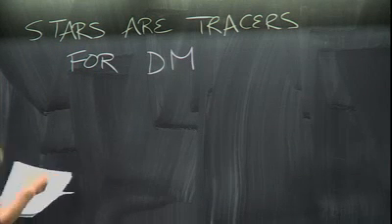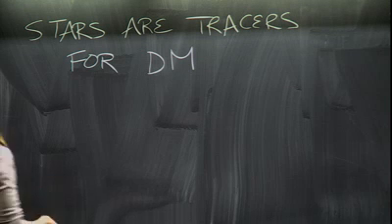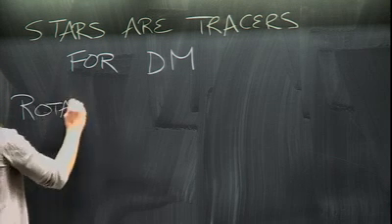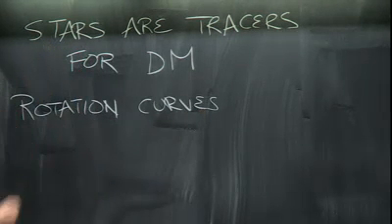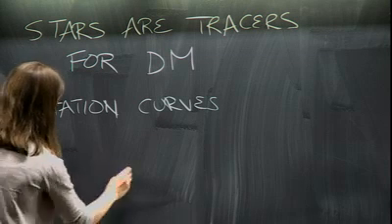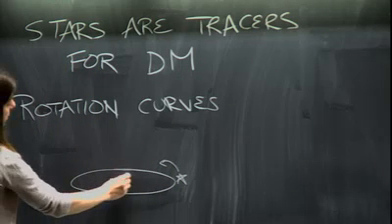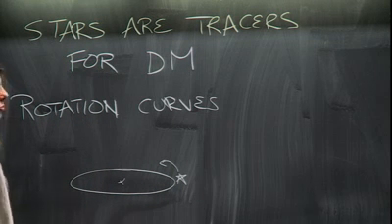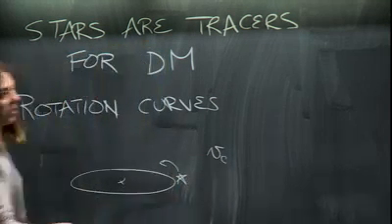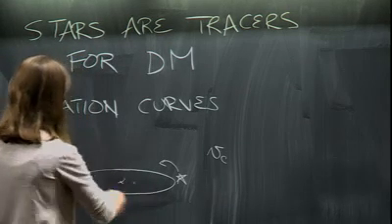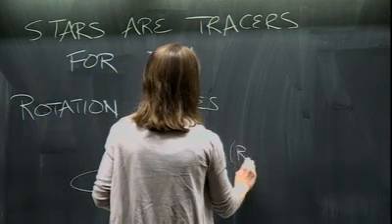And so the canonical example of this, and probably one of the most robust pieces of evidence that we have for dark matter, are rotation curves. So the idea here is, we have our disk, and we have stars that are orbiting around the center of the galaxy. And from Newtonian gravity, we know that the circular velocity of the star is going to be related to the total mass that's enclosed in its orbit, right? This is just first year physics.